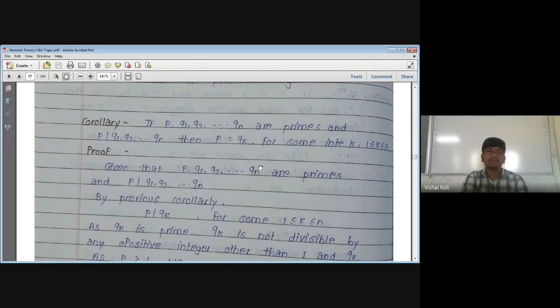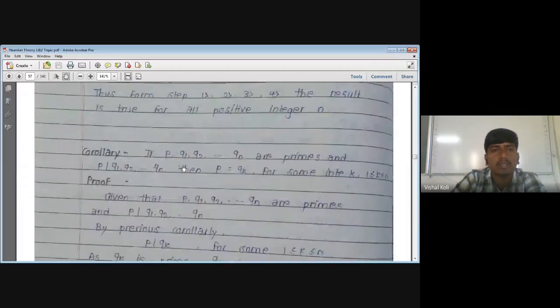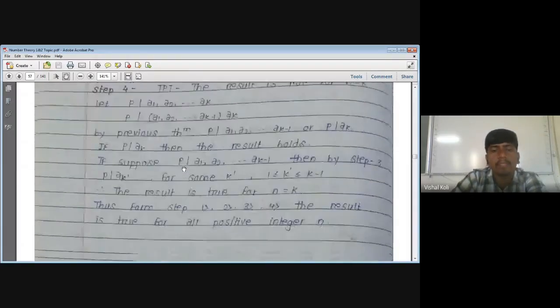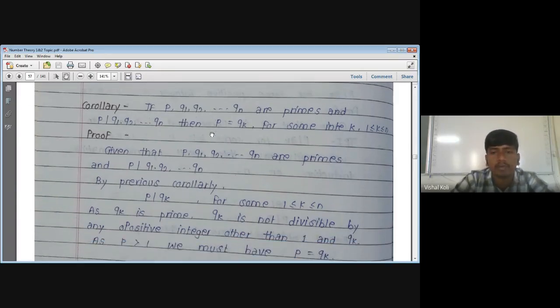Here, given that p divides q1 into q2 into up to so on qn, and by the previous theorem we know that p divides qk for some k lies between 1 to n. That is, if p divides a1 a2 up to so on an, then p must divide some ak where k lies between 1 to n. As q1 q2 up to so on qn are primes, they must be integers. Therefore, from the previous theorem, p must divide qk for some k lies between 1 to n.